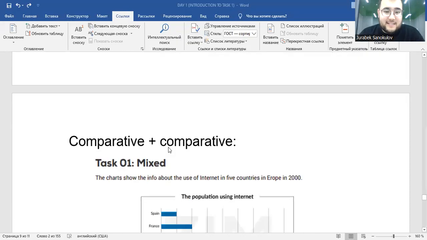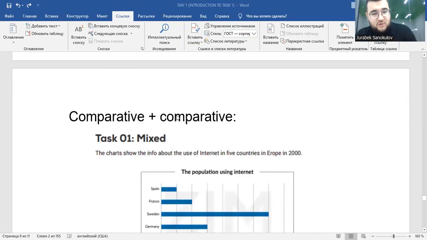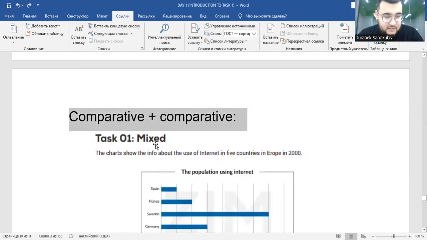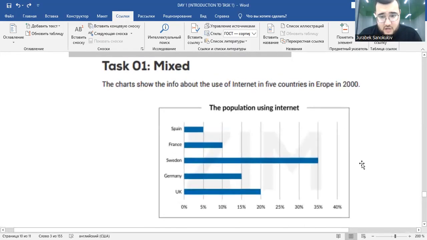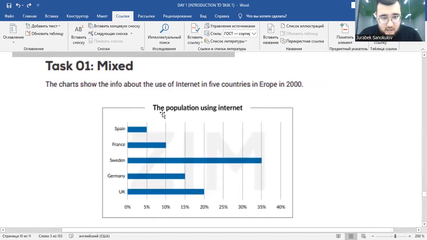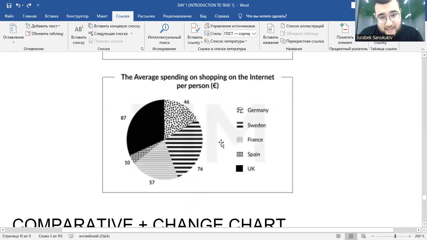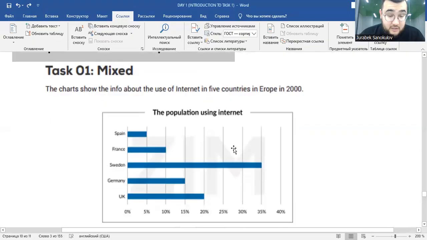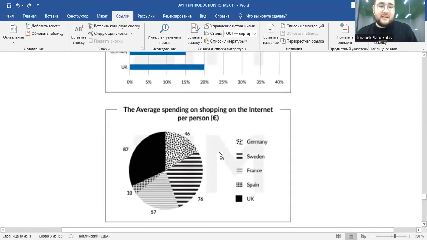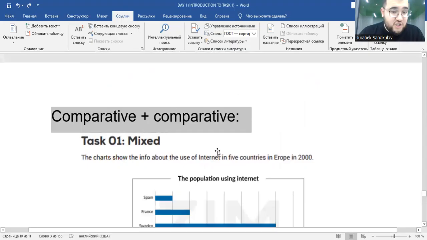The second type is two comparative charts. For example, look at this one. The first picture here shows the population using the internet in 2000. It means that it's a comparative graph. And the second pie chart shows the average spending on shopping on the internet per person. Again, in 2000. So it means that it's a comparative mixed chart.